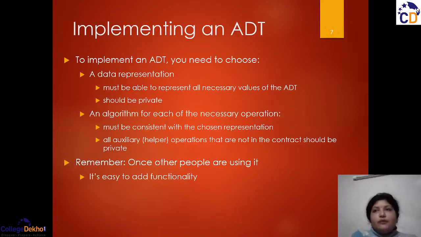Then the most important question that comes to our mind is how to implement these abstract data types. To implement an ADT, you need to choose a data representation. How to represent the data? It should be public, private or protected. How you are going to use that particular value, in which category it lies. It must be able to represent all necessary values of the ADT. Suppose I am defining a variable that is a password. Obviously, that should not be a public variable. It should be defined as a private variable that cannot be accessed by other people, right?